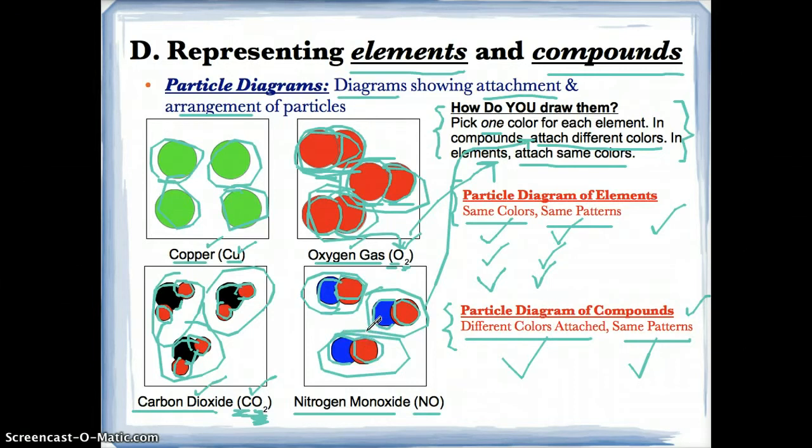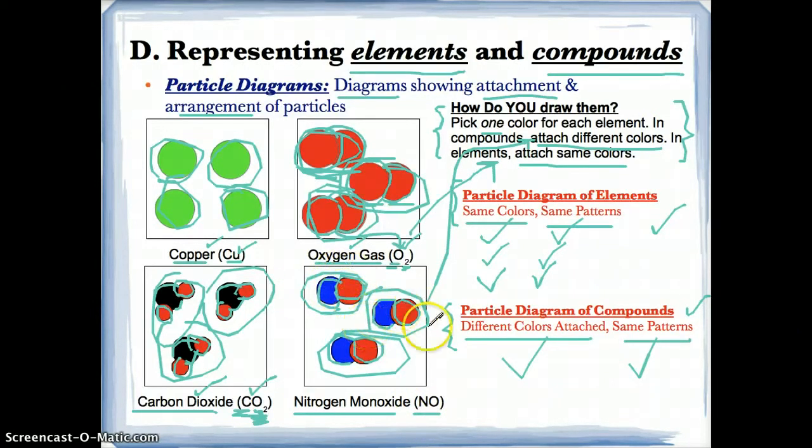So remember, again, just like I did on this slide, pick one color for each element. For compounds, pick one color for each element, then attach the different colors based on the numbers in the formula. For example, with CO2, I put one black C and two red O's. The reason is there's no number next to C, so I know there's one, and there's a 2 next to O, so I know there are two red O's. For nitrogen monoxide, there's no number next to N or O, so there's one of each. So I put one blue N, one red O.